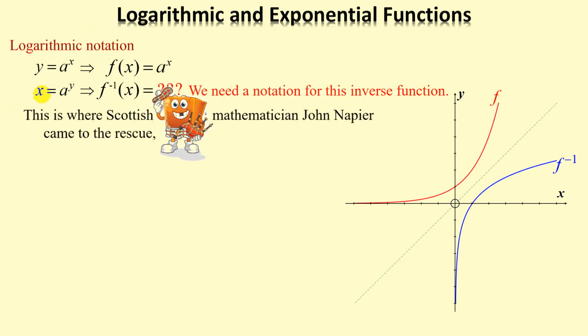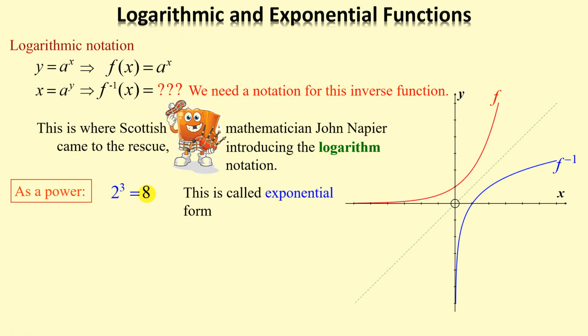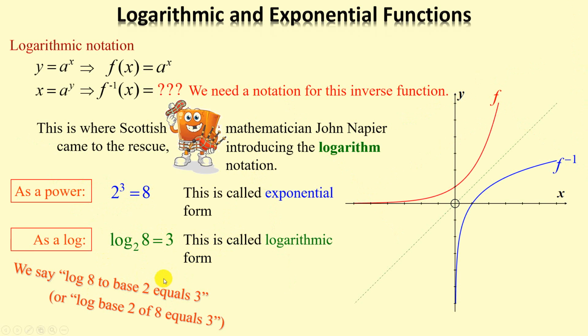So thank you to John Napier, a Scottish mathematician who came to the rescue and introduced this logarithm notation. I don't know where he got the word from, but very interesting. As a power, 2 cubed equals 8. Now the inverse, that's the exponential form. The inverse, we say log of 8 to base 2 equals 3. Or logarithmic form, log of 8 to base 2 equals 3, or log base 2 of 8 equals 3.